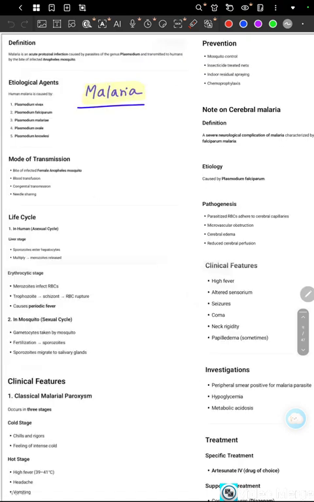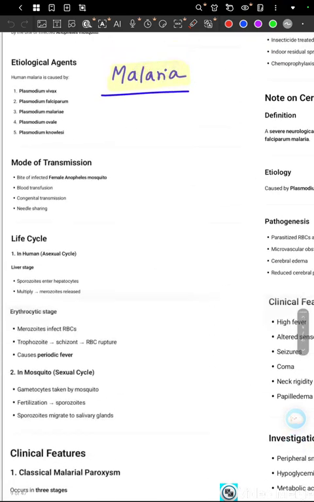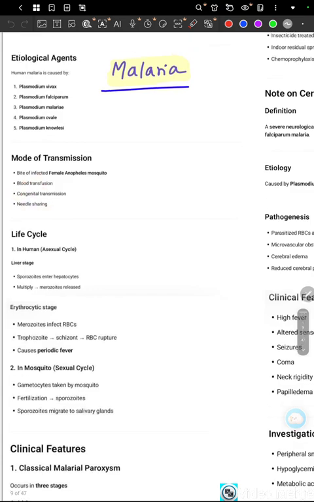Then malaria. So malaria is an acute protozoal infection. This is the most common cause of protozoal death, and this is caused by Plasmodium species, and it is transmitted with the help of the Anopheles mosquito. So etiological agents are the multiple species of Plasmodium, that is Plasmodium vivax, falciparum, malariae, ovale, knowlesi. Mode of transmission is the bite of the female Anopheles mosquito. Blood transfusion, congenital transmission, or needle pricking can also lead to malaria.